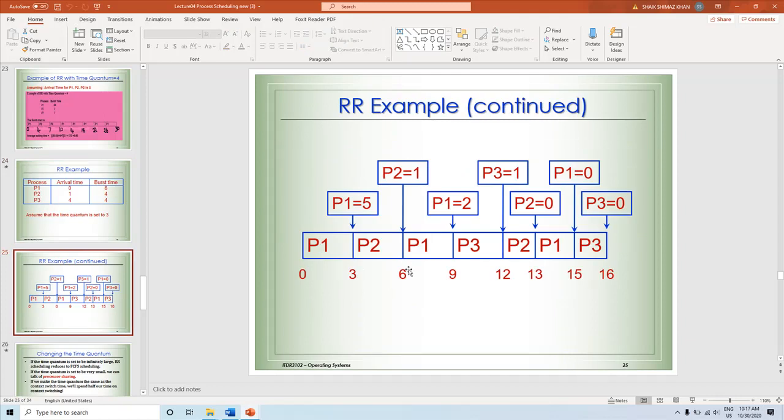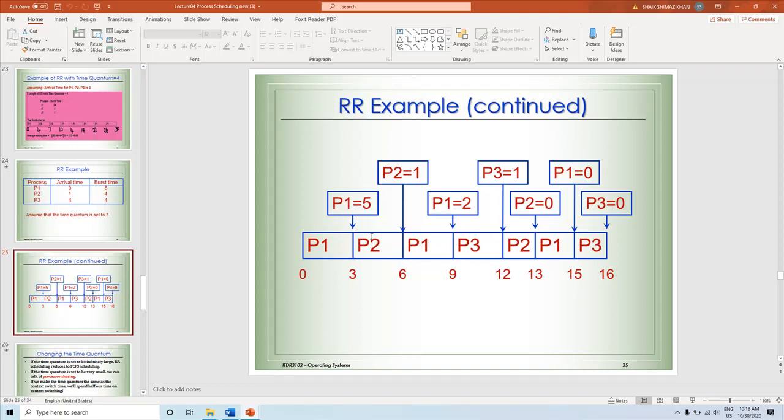That is why in the Gantt chart you can see P1 is getting the chance again before P3. Now it is running for another 3 milliseconds, so totally 6 milliseconds finish. So the remaining burst time is just 2. Now P3 is getting the chance, because P3 arrived before P2.